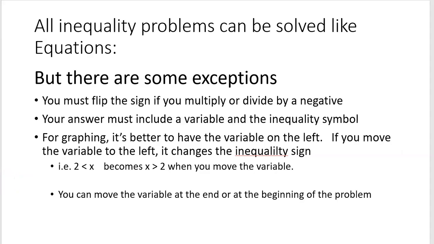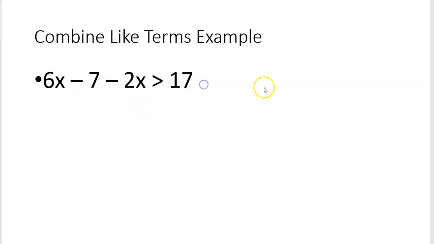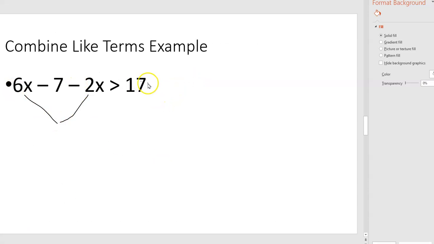So let's just review some of the multi-step things. The first one is combining like terms. We're going to put our two x's together. So right now, this one and this one are both x's. So I'm going to combine these two together. So to combine them together, I do 6x minus 2x, and that gives me 4x. Minus 7 is greater than 17.